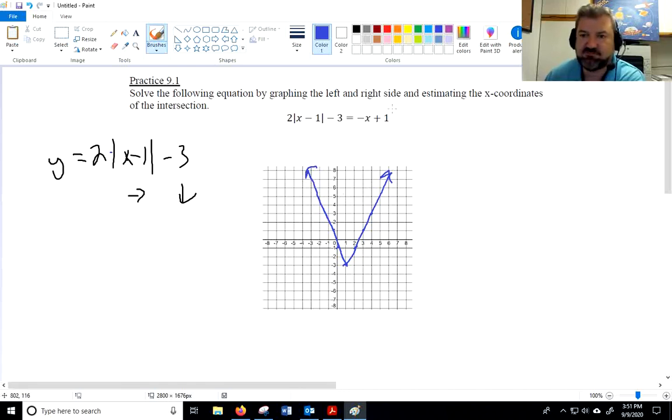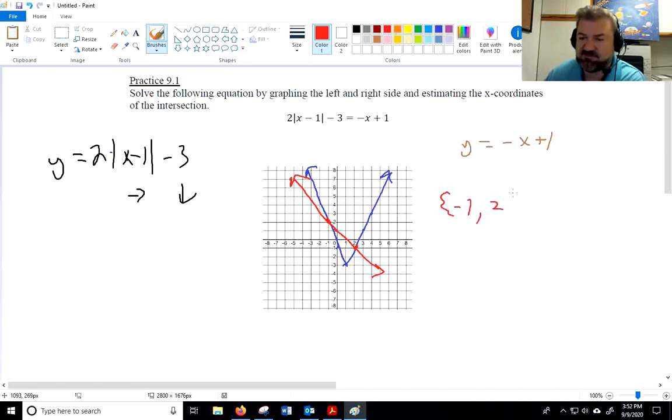All right, let's graph the right-hand side. Y equals negative x plus 1. What are you going to be? You are at positive 1, and you are going down 1 over 1. Bang. Bang. Looks like x equals negative 1 and x equals positive 2. So 2 solutions on that one.